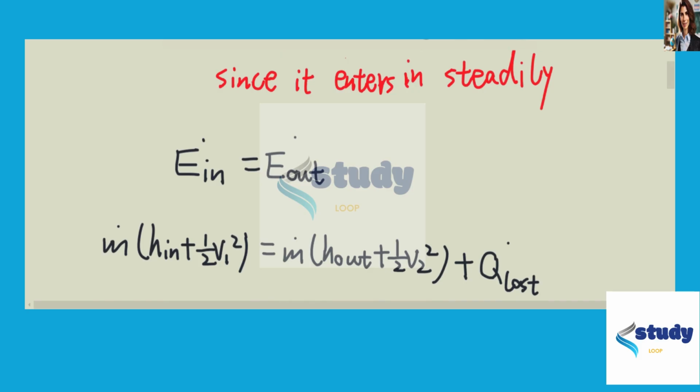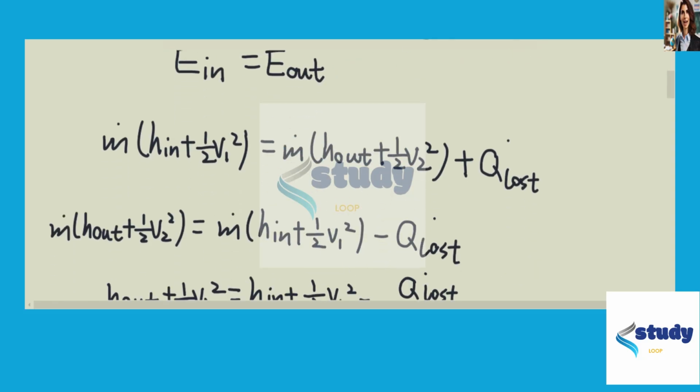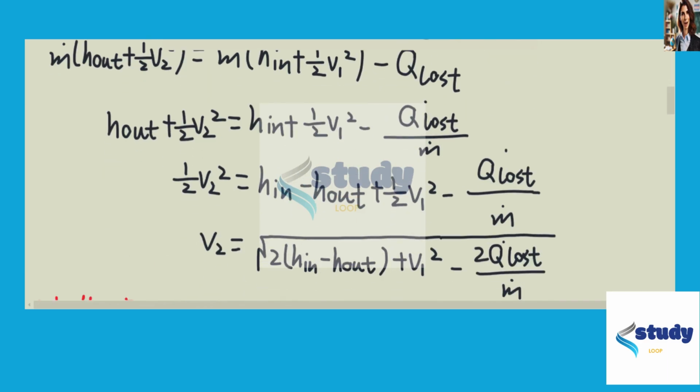If we expand it, we have m dot times h in plus 1/2 v1 squared is equal to m dot times h out plus 1/2 v2 squared plus Q loss dot. M dot is the mass flow rate, h in is the enthalpy at the inlet, v1 is the inlet velocity, h out is the enthalpy at the exit, v2 is the exit velocity we're looking for, and Q loss dot here is the rate of heat loss. So if we do some rearrangement, eventually we'll have V2 is equal to square root of 2 times (h in minus h out) plus V1 squared, minus 2 Q loss dot over m dot.